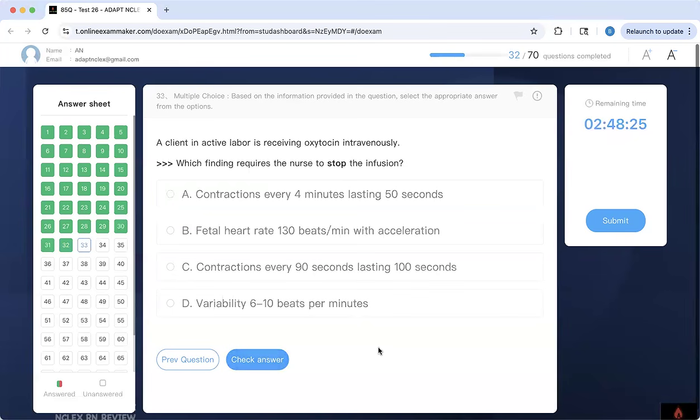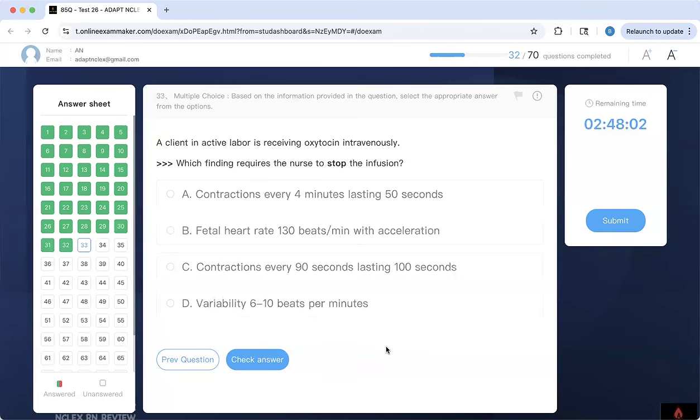You are having shock. A client in active labor is receiving Pitocin IV. Which finding requires the nurse to stop the Pitocin? Contraction every 4 minutes lasting 50 seconds. Fetal heart rate 130 beats per minute with acceleration. Contraction every 90 seconds lasting 100 seconds. Variability 6 to 10 beats per minute.